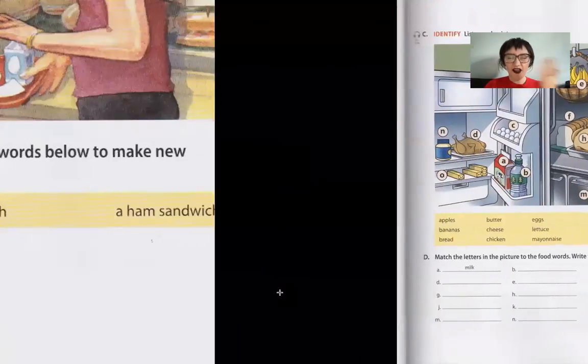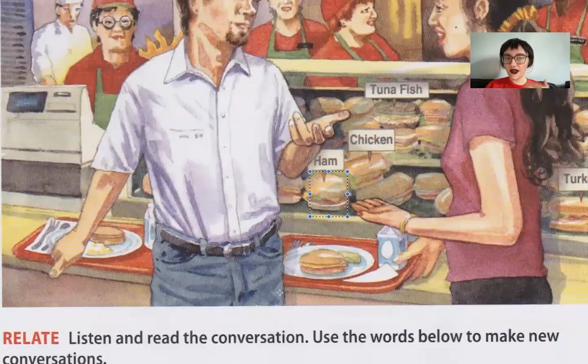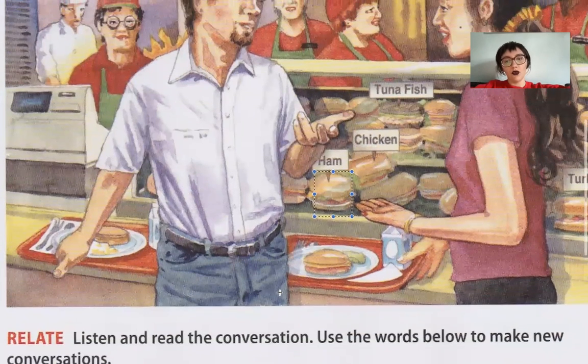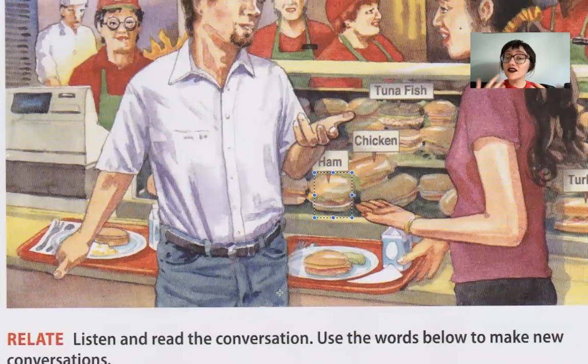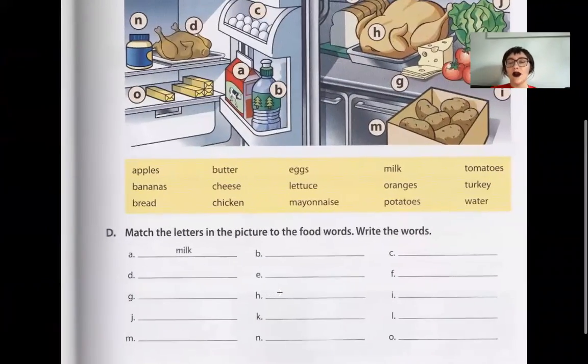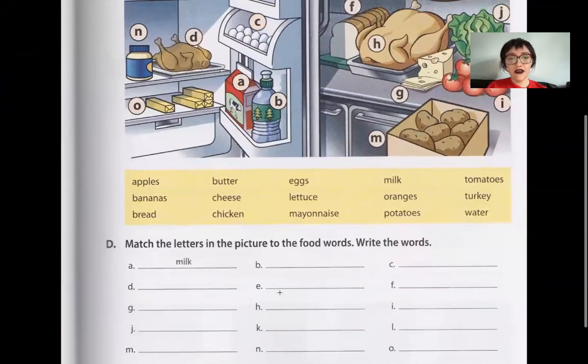Okay. So that was the picture, right? People were standing around talking to each other in a cafeteria. The food looks good. Yes, it does. What are you eating? And then the person says back, oh, I'm going to eat a turkey sandwich, or I want a chicken sandwich, right? I want a chicken sandwich. Okay. All right. So now we're going to talk about food in English, okay?